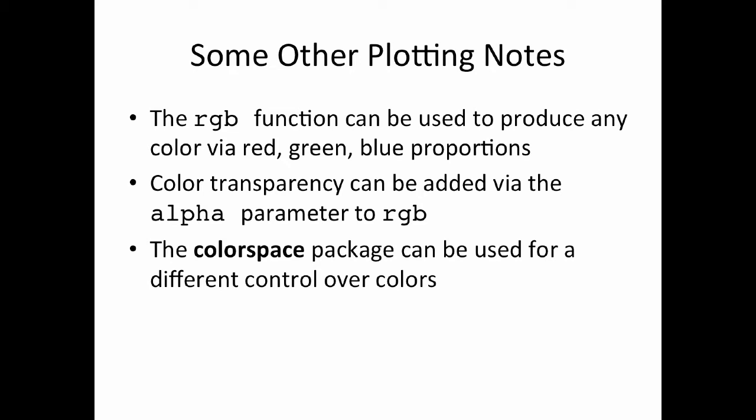Another thing that you can use RGB for is to add transparency to your colors. There's a fourth argument to RGB, a number between 0 and 1, the alpha parameter, which can be used to specify transparency in your colors, 0 being completely transparent, and 1 being not transparent at all.